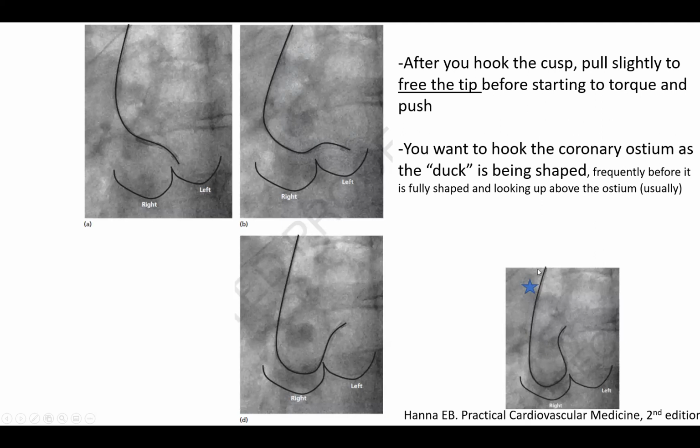You don't want, once your duck is fully shaped and looking upward like this, which often means when you see that shape, that you already missed the coronary. The coronary is already below you and you missed it. And you need to pull this catheter, make it elongate again, and start over. So you want to engage that coronary as the duck is shaped. Don't keep pushing if you haven't engaged in this position. You'll end up too high, okay?